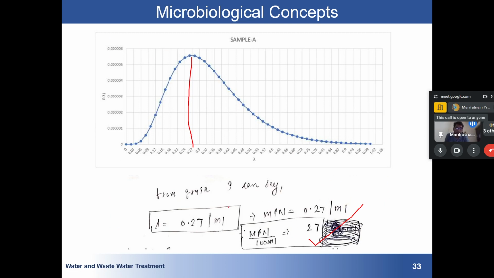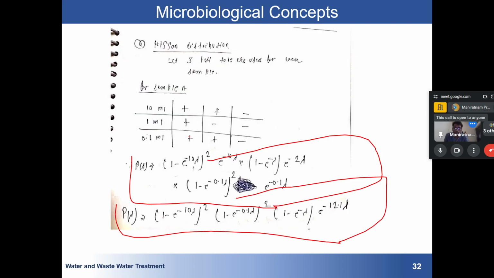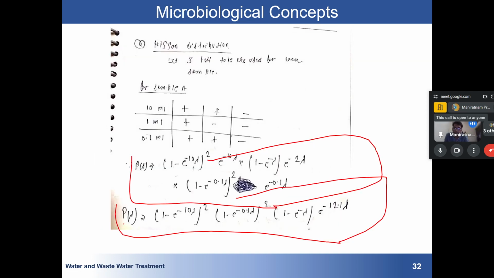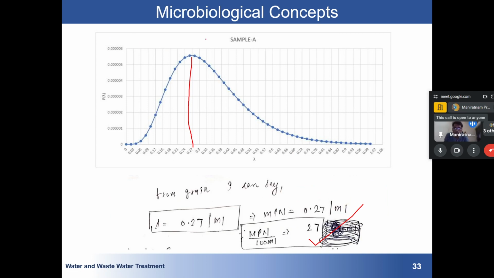And from the graph I can say the maximum value. We are finding the most probable number, meaning the maximum. Actually, to find this lambda, you have to find the maximum value of this P lambda, and for that value of lambda we have to find where P is maximum. So the best way is to plot it and find the maximum. I am saying this just approximately. At 0.27, for lambda equal to 0.27, my P lambda is maximum, so MPN will be that value.